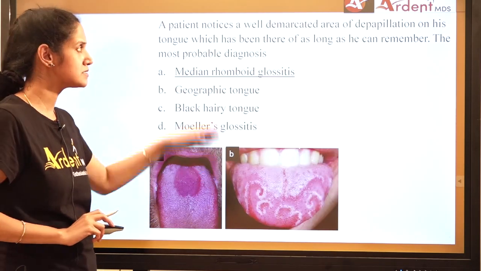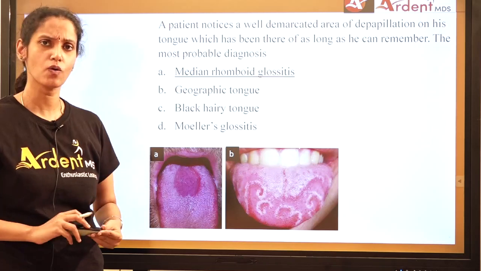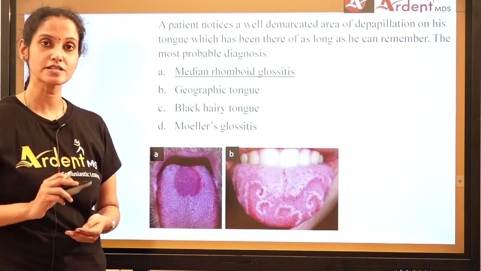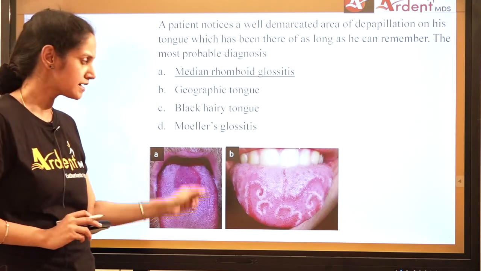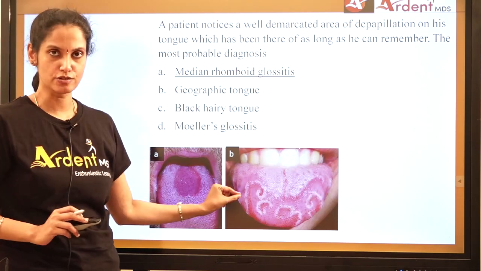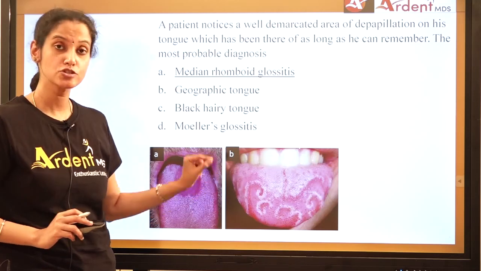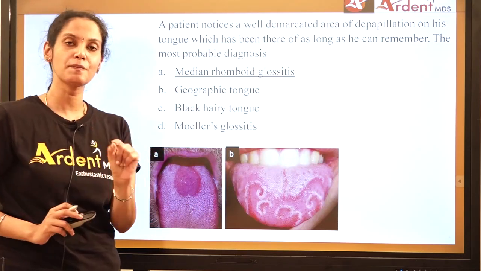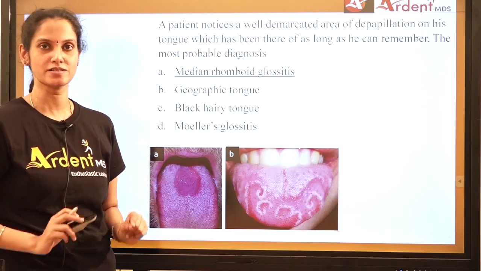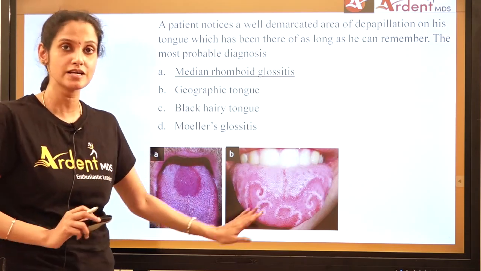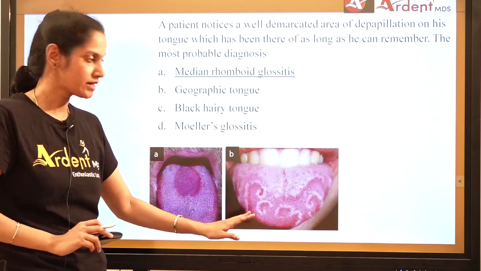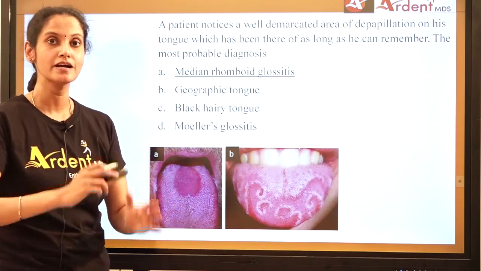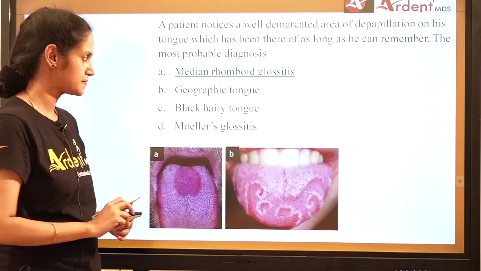Geographic tongue. This doesn't match with the statement given. What is geographic tongue? It's otherwise called benign migratory glossitis or erythema migrans, where there is depapillation of the filiform papillae showing an erythematous area but surrounded by clear-cut white serpentine borders, and they do not stay in a place. They keep moving around the tongue in different locations. As they heal in one place, they come up in another place.